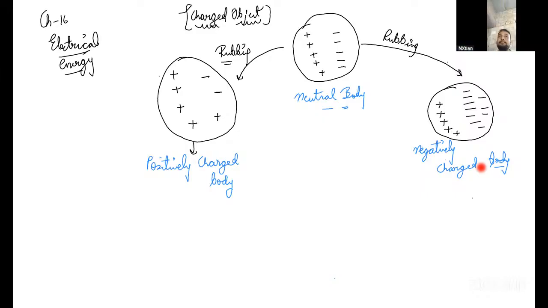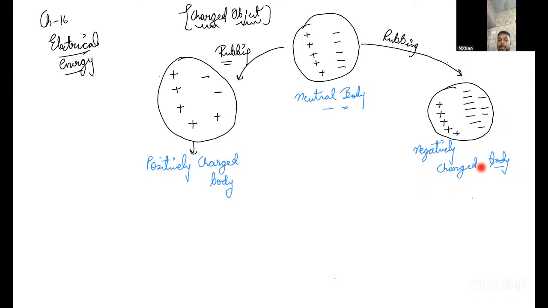For example, if I take two balloons and rub both on my head, and place one balloon on the table, and then bring the other balloon near it, both have the same charge. Both can have positive charge, or both can have negative charge. So both will repel. The first balloon will move away from the second balloon because same charges repel each other.